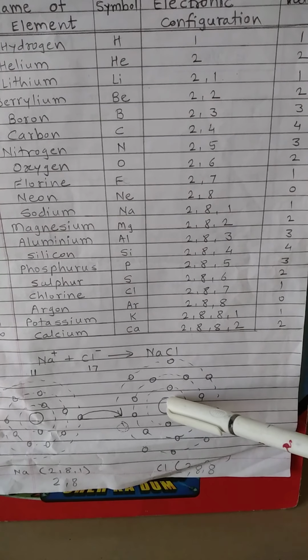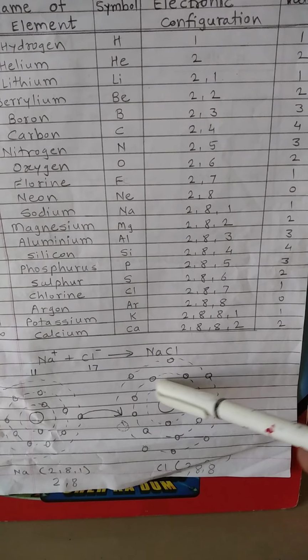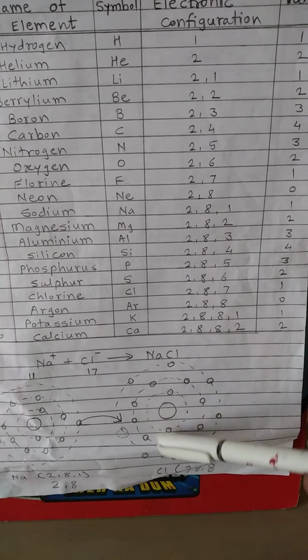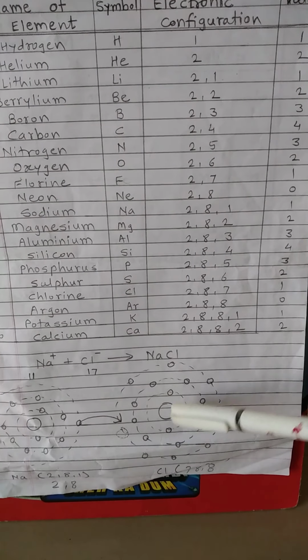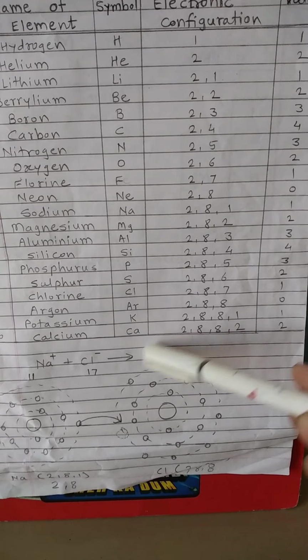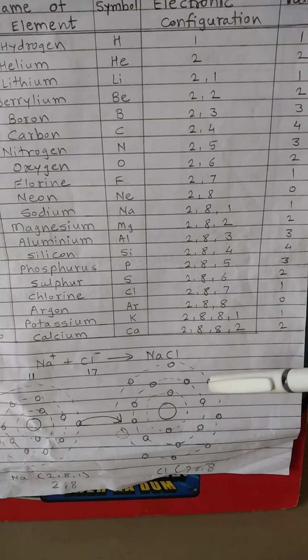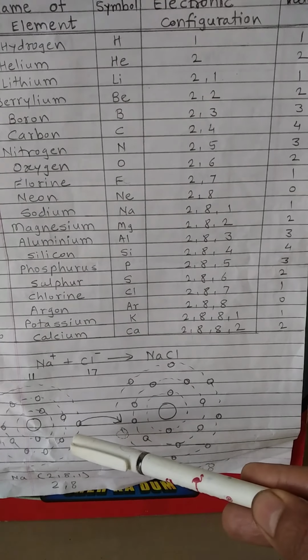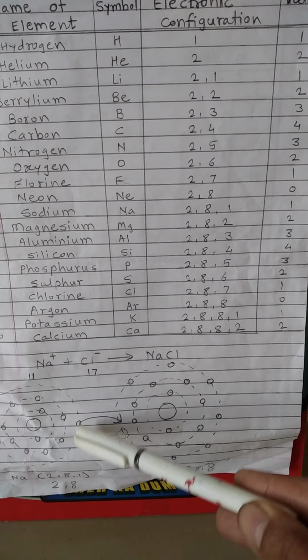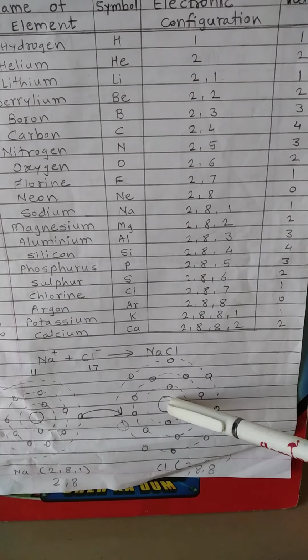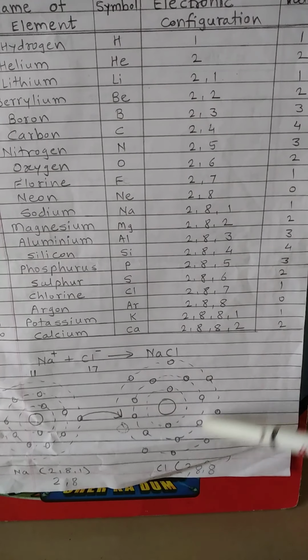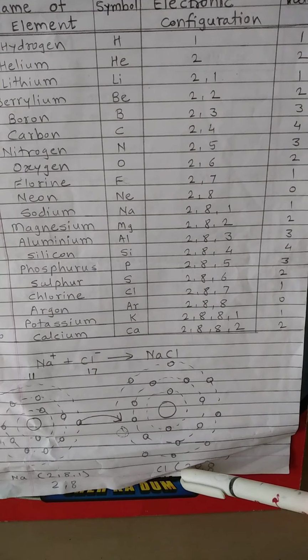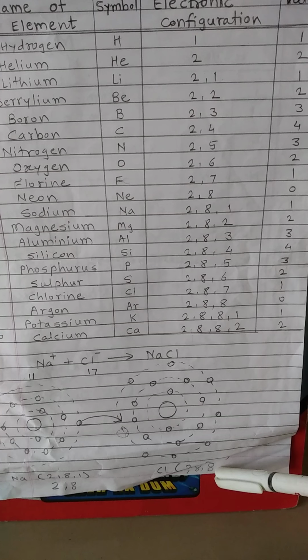We see in this structure, this is the nucleus. In the first orbit there are 2 electrons present. In the second orbit there are 8 electrons present, and in the third orbit there are 7 electrons present. But in this sodium structure we are looking, 1 electron is given to chlorine. So that's why in chlorine's outermost orbit there are 2, 8, 8 electrons present.